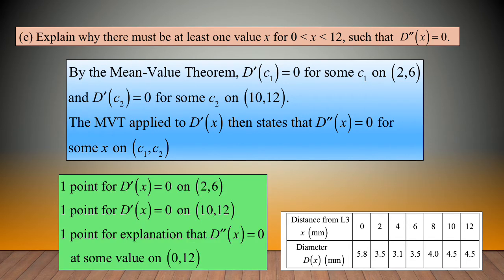3 points for this problem. 1 point for d prime of x equals 0 on 2, 6. 1 point for d prime of x is equal to 0 on 10, 12. And then 1 point for the explanation that d double prime of x has to equal 0 at some value on 0, 12.